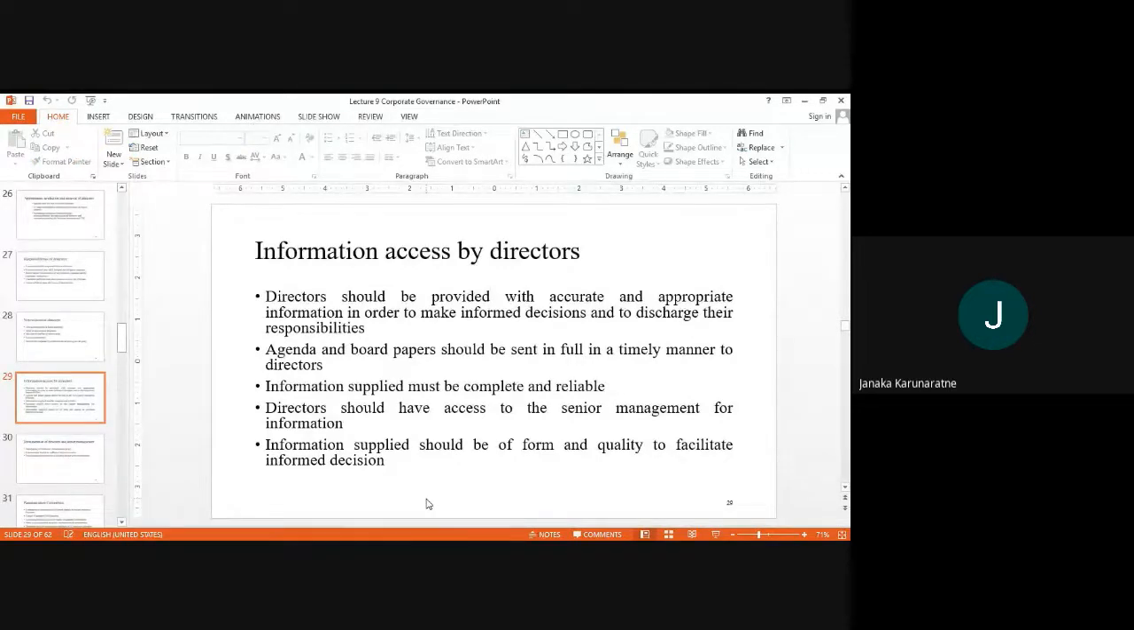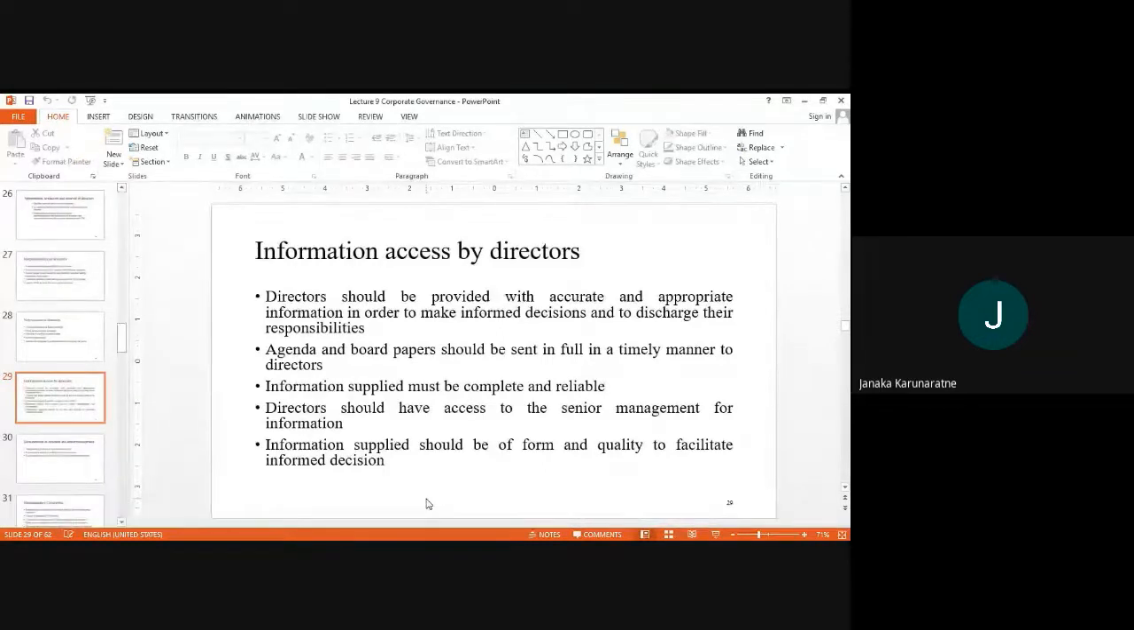So directors should be provided with accurate and appropriate information in order to make informed decisions and to discharge their responsibilities. Because the executive directors, especially, have some means of access to information because they are part of the organization. So they can exchange information on a more regular basis and are well informed or have a greater understanding of the current issues and problems an institution faces. But non-executive directors are not part and parcel of the management. So definitely, they can't make decisions without any information. So accurate and appropriate information is needed to make informed decisions and discharge their responsibility.